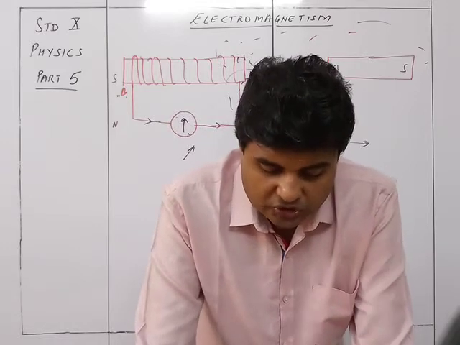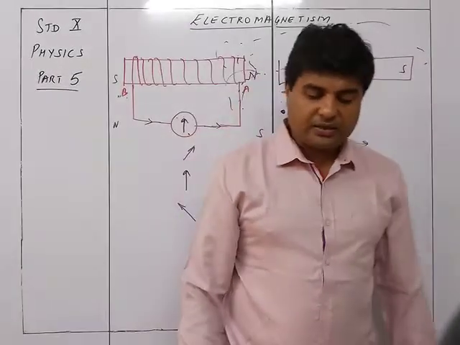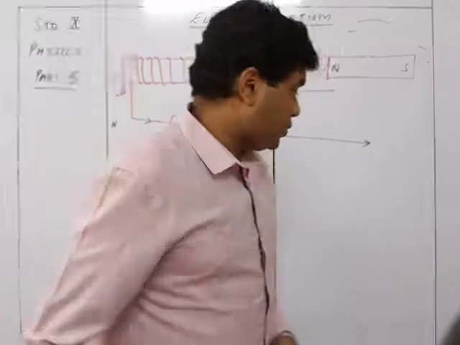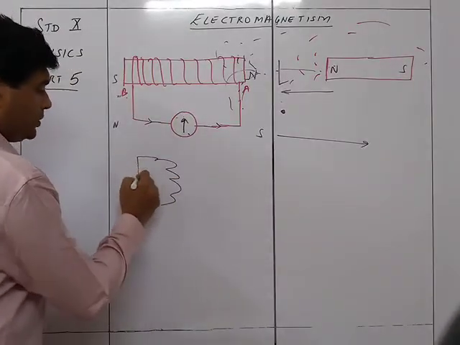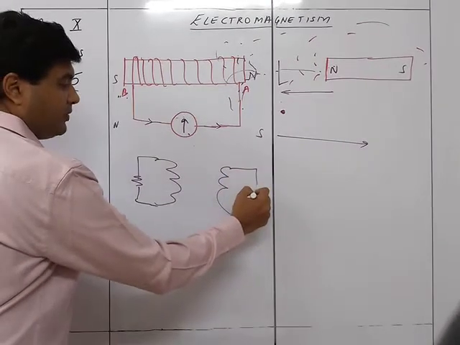The EMF is induced, or the deflection lasts, so long as there is a change in the current in the coil P. So you can see that they have taken two coils. One coil over here is connected to a resistance and everything, and one coil over here is connected to a galvanometer.